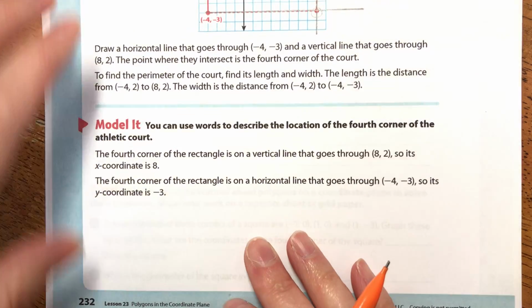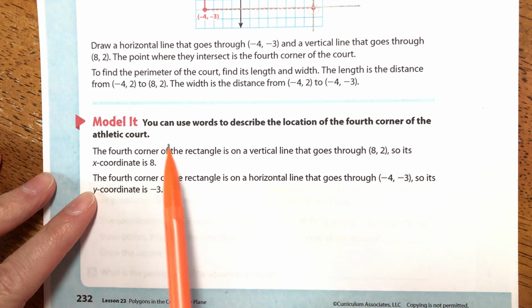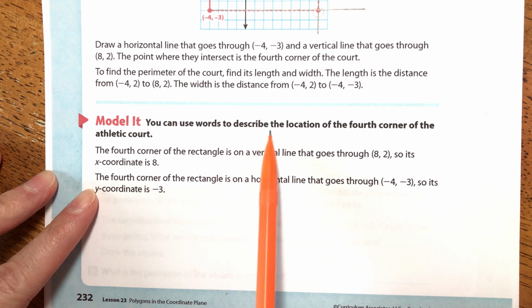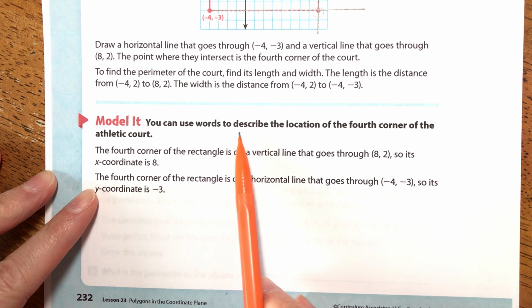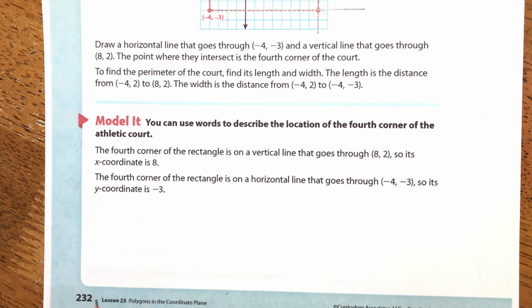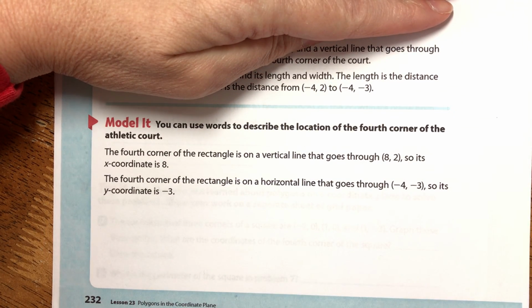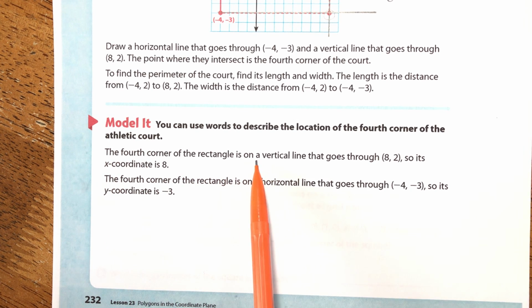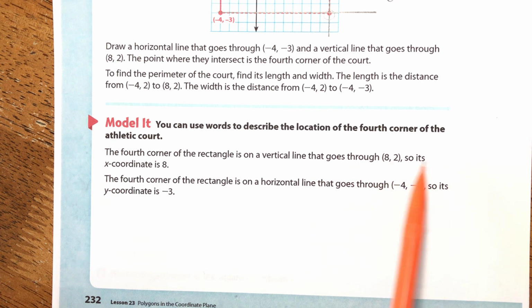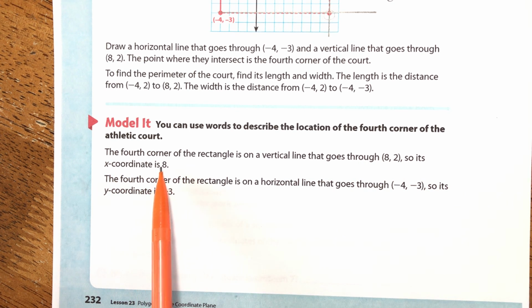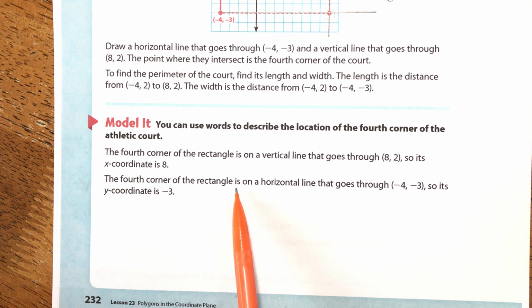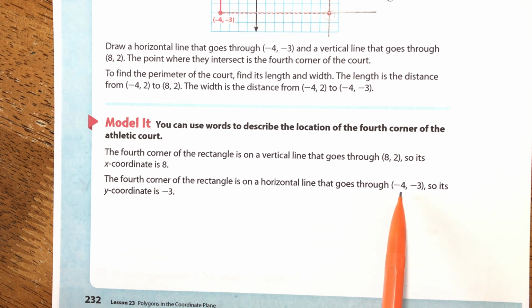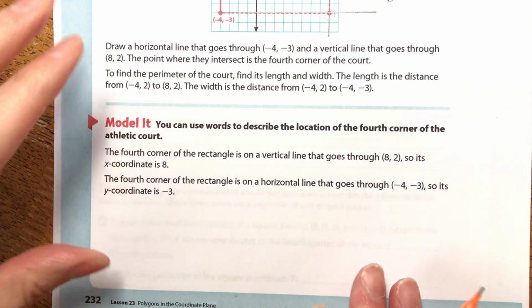They're saying that we can use words to describe the location of the 4th corner. That's crazy. So they're saying you don't even have to do this. You could use words. Let's read it. The 4th corner of the rectangle is on a vertical line that goes through 8, 2. So its x-coordinate is 8. And the 4th corner of the rectangle is on the horizontal line that goes through -4, -3. So its y-coordinate is -3. What? That's a little confusing.